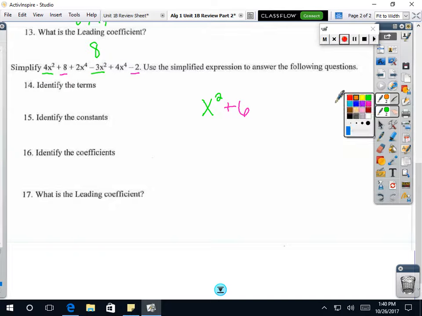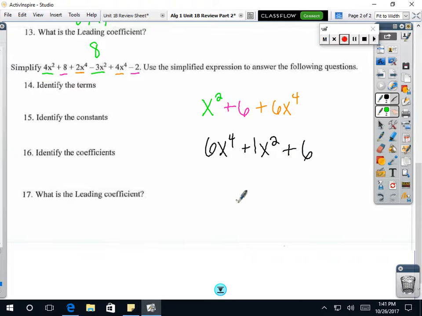And then the next term I get to is 2x to the 4th, and it can be combined with, and that is 6x to the 4th. Is that in standard form? What will it look like when we rewrite it in standard form? Right.